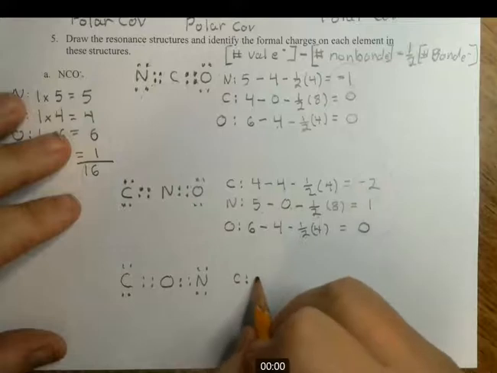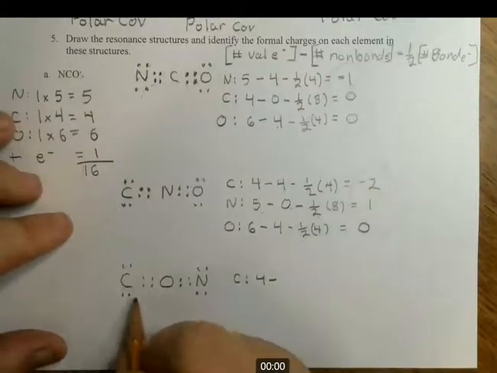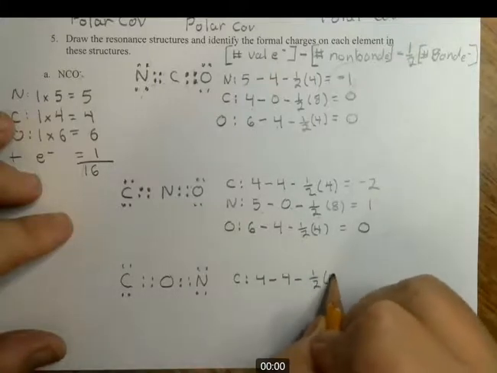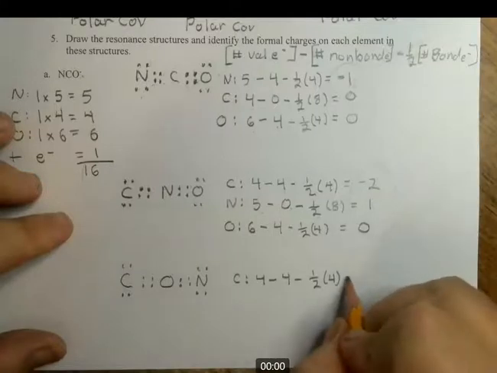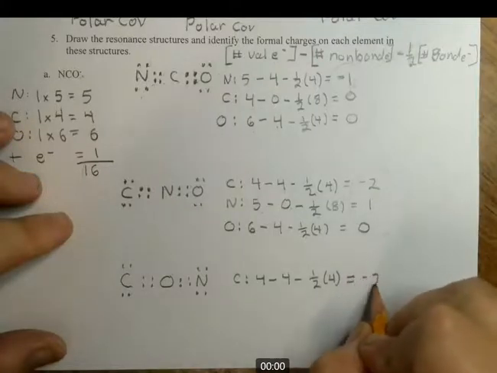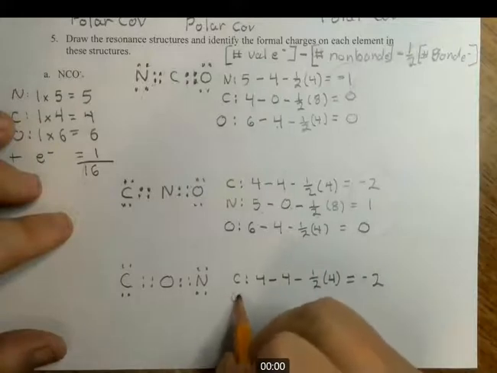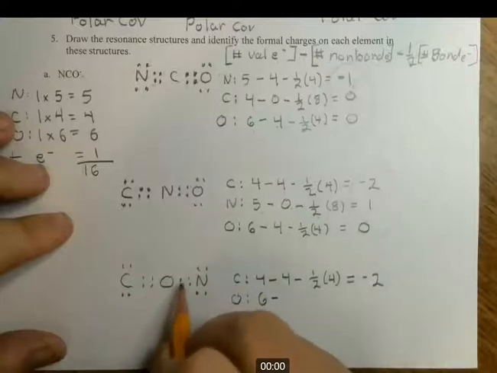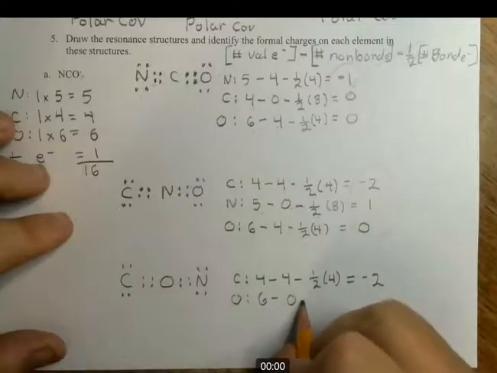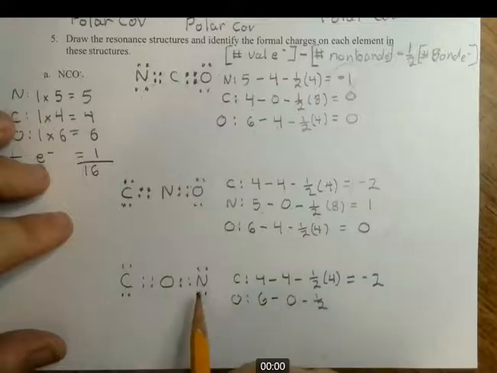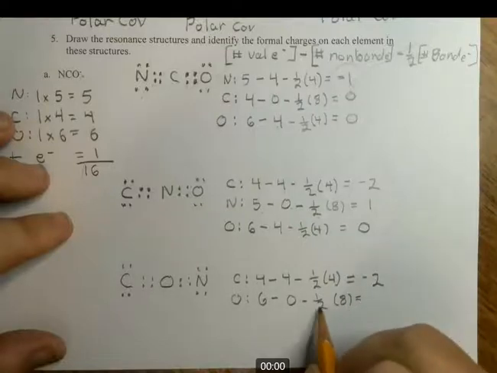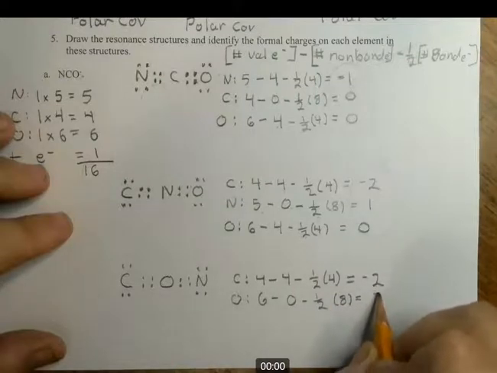Carbon. Okay, so it's 4 minus half of the bonding electrons to oxygen, which is 4. So 4 minus 4 is 0. Half of 4 is 2. So 0 minus 2 is -2. Oxygen is our central atom for this one. So oxygen is 6 minus, there's no non-bonding electrons in that central oxygen, minus half of the bonding electrons, which in this case is 8. So half of 8 is 4. So 6 minus 4 is going to be +2.